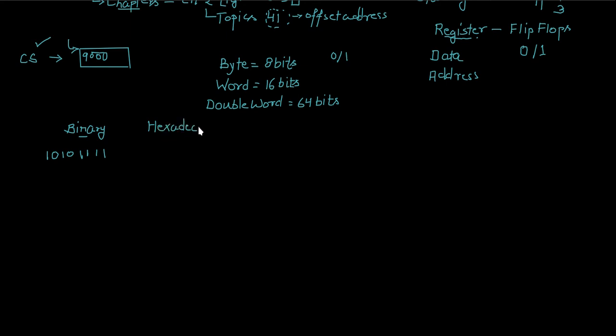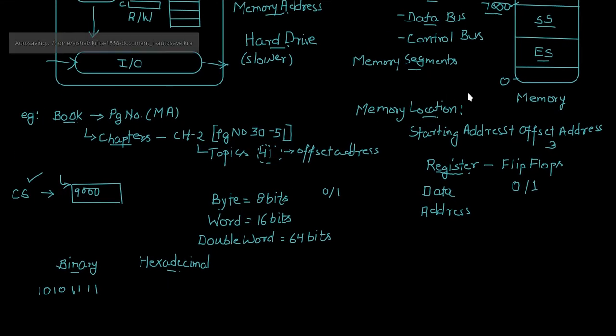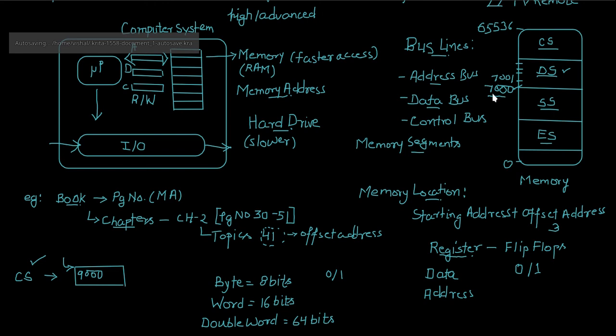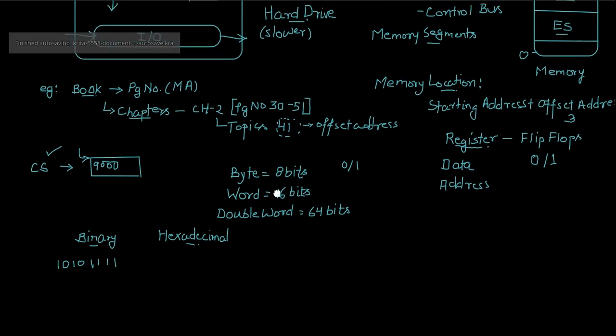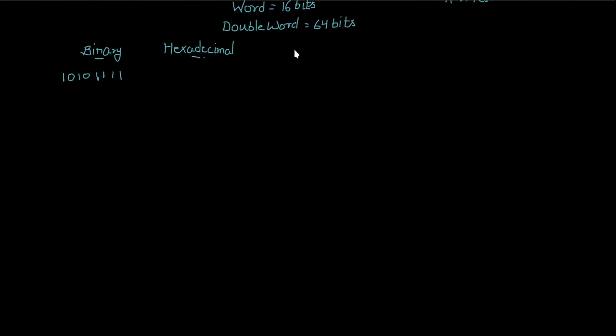Now there is another format which we are going to use, known as the hexadecimal format. Hexa basically means 16. The reason I'm introducing the hexadecimal format is because we're going to study all the memory addresses in the hexadecimal format. All these addresses are actually given in hexadecimal format. So how can we convert a given binary number into a hexadecimal format, or vice versa?